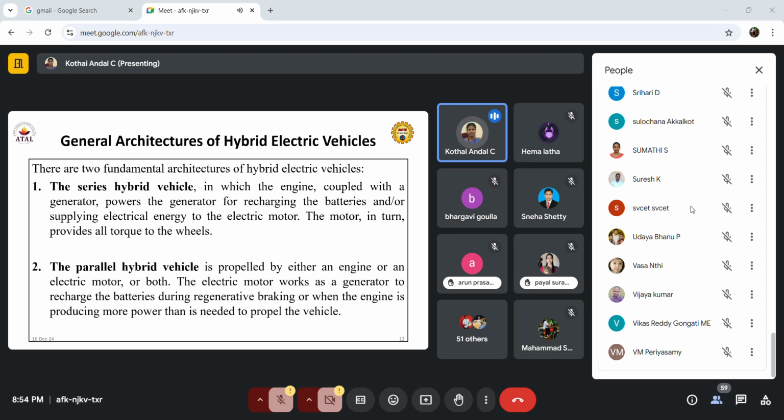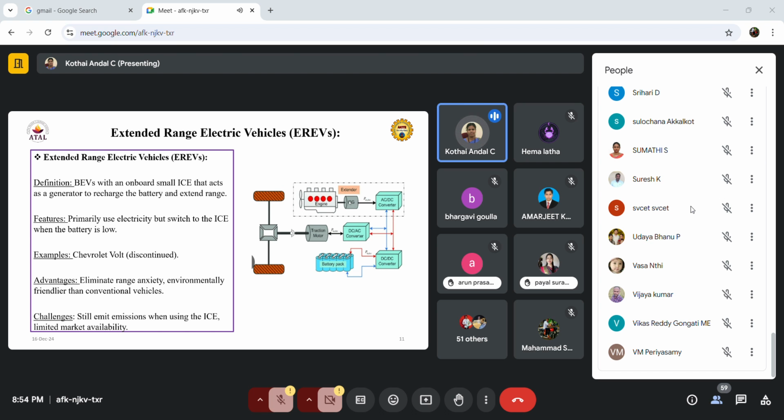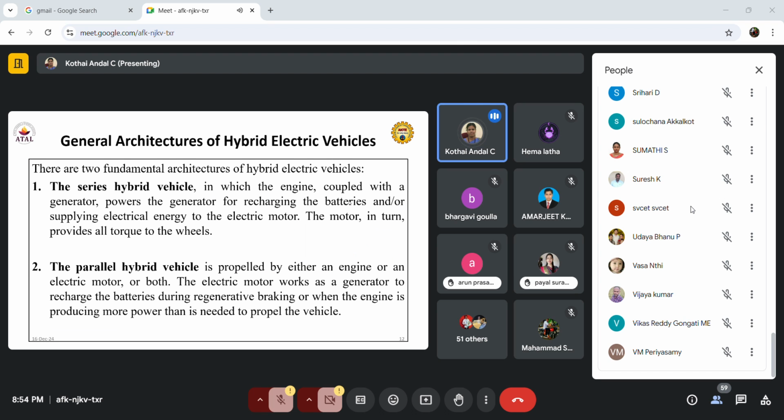Then if we go deeper into hybrid electric vehicles, from the working point of view, we can classify them. Previously we saw the classification based on configurations, the component structure. Now we come to the mode of operation. In terms of mode of operation, the hybrid electric vehicle can be divided into majorly three types: series hybrid vehicle, parallel hybrid vehicle, and series parallel hybrid vehicle.